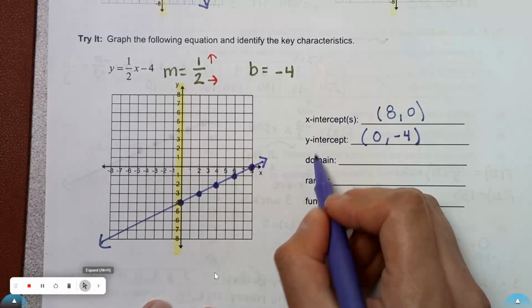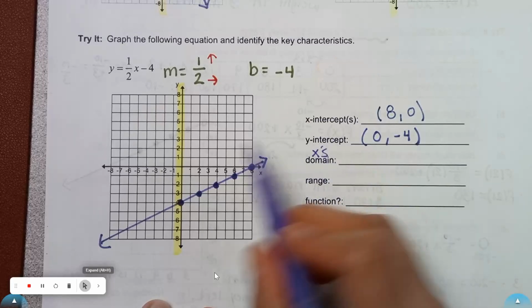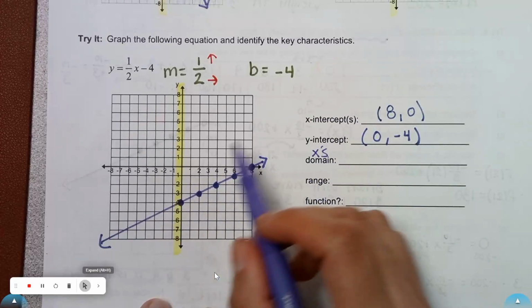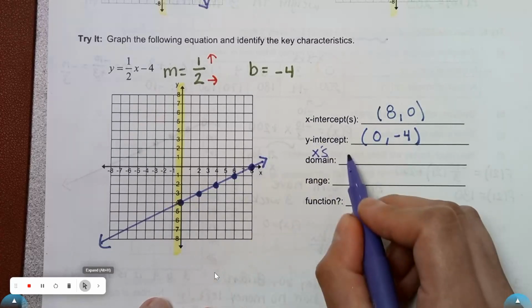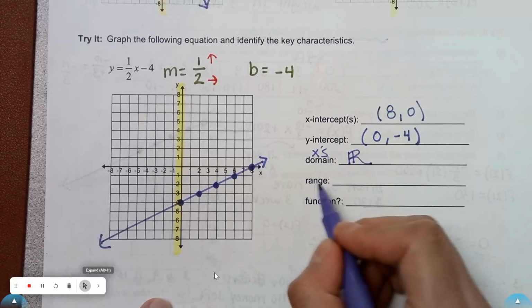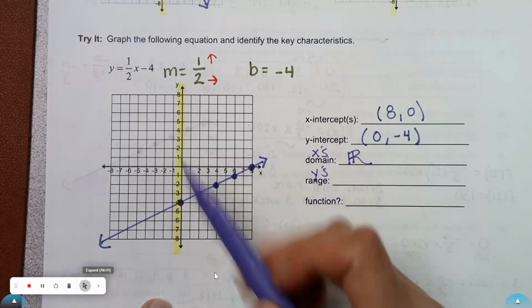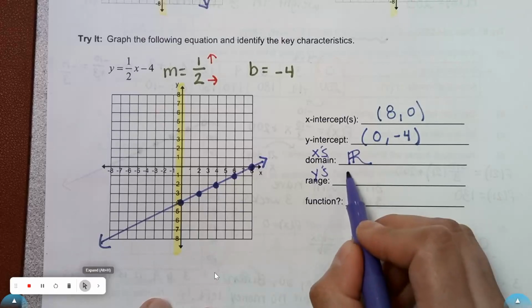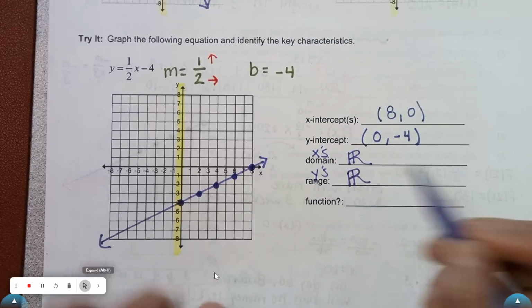My domain is my x's, so as I move to the left and to the right, because I go to the left forever and to the right forever, my domain here is all real numbers. My range is the y's, so my up, down. Because this goes up forever and down forever, my range is also all real numbers.